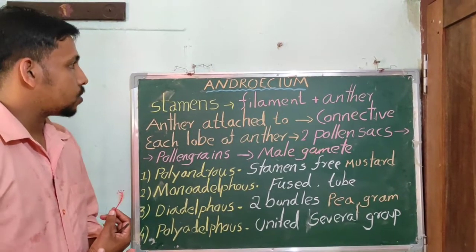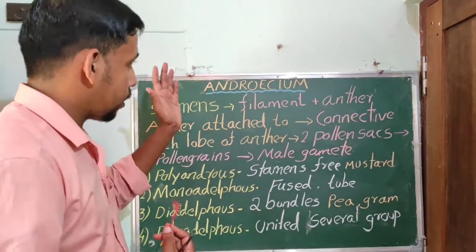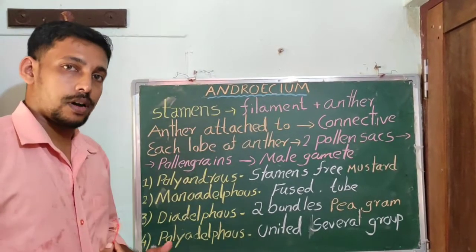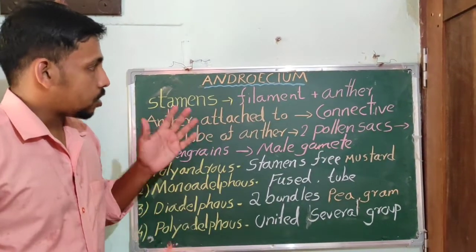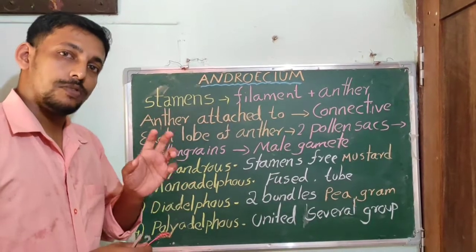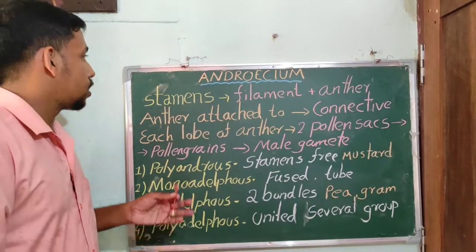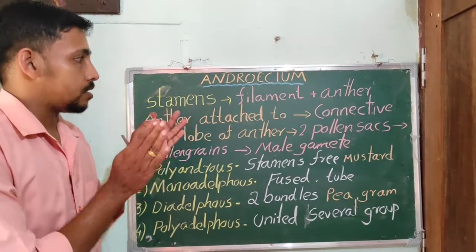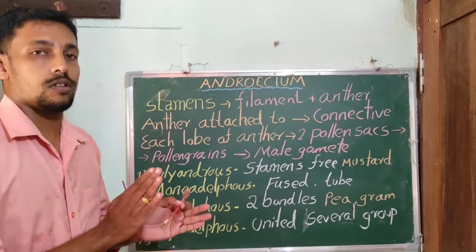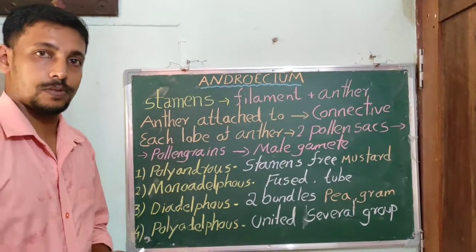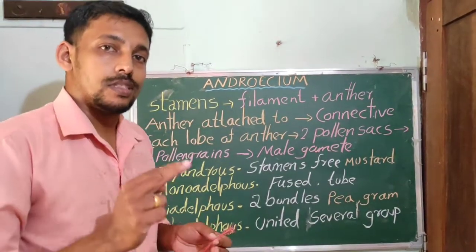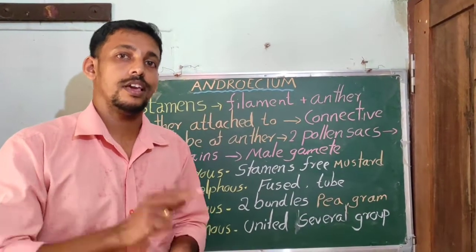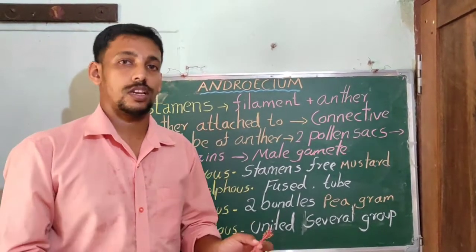So these are all about the androecium, the male reproductive part. The individual units are the stamens. It consists of an anther and a long slender stalk, the filament. Now we are moving to the innermost part of the flower, the gynoecium or the pistil.